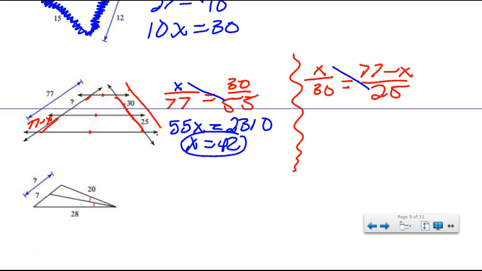On this one over here, I'd have 25x equals, and I'm just showing you two ways to solve these because there's a lot of ways. And I'm going to show you these two. So I'm setting the cross products equal again.